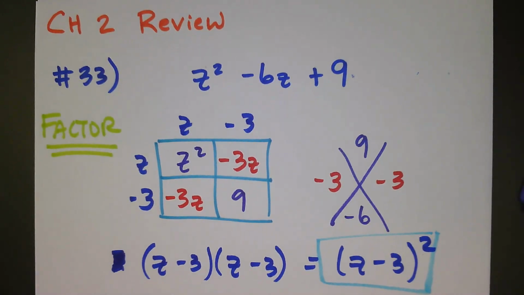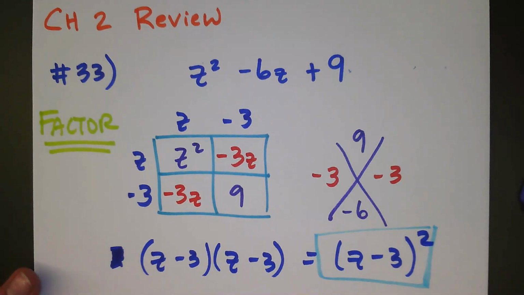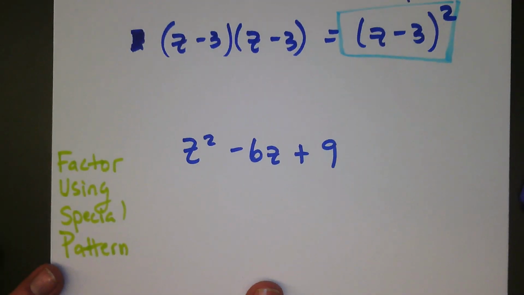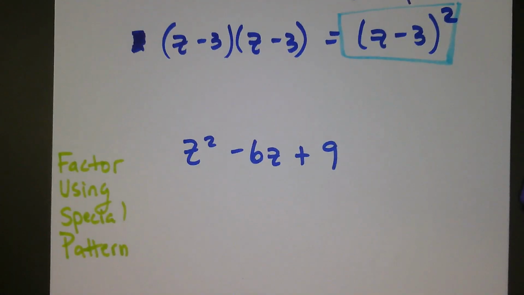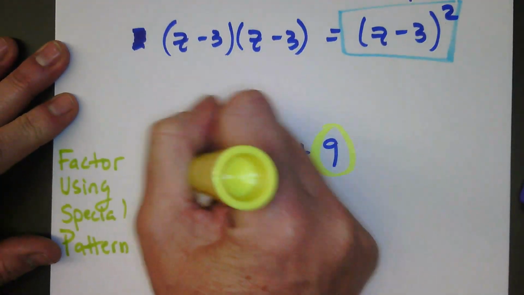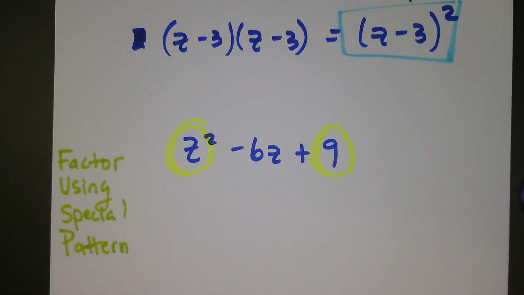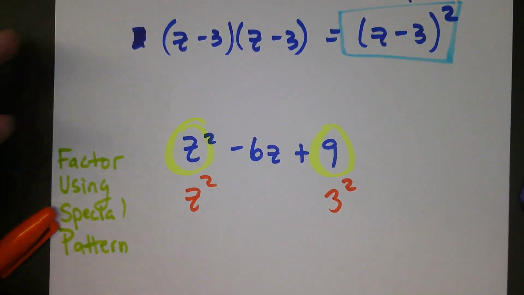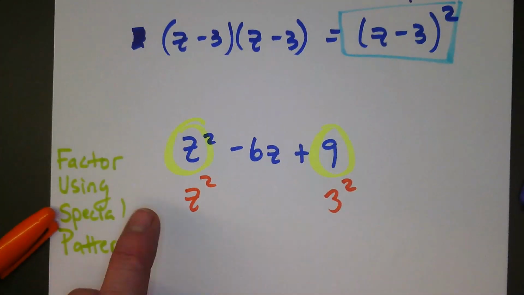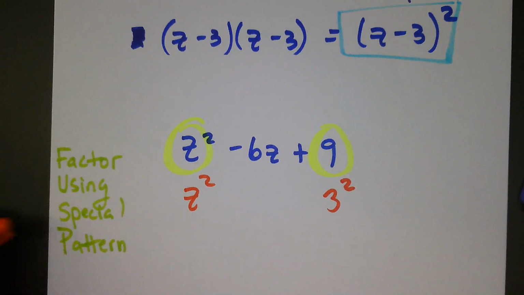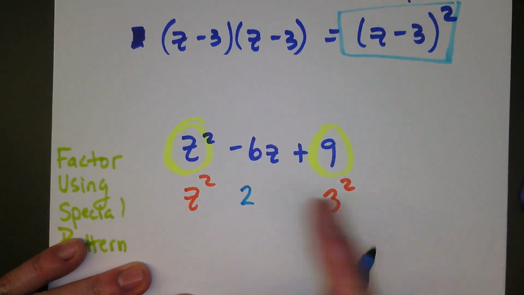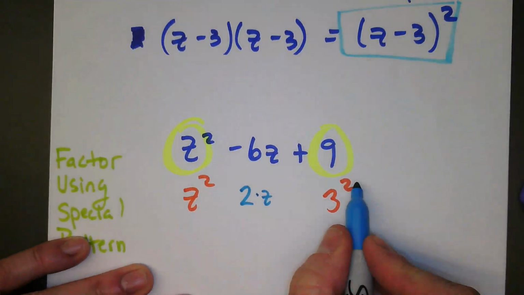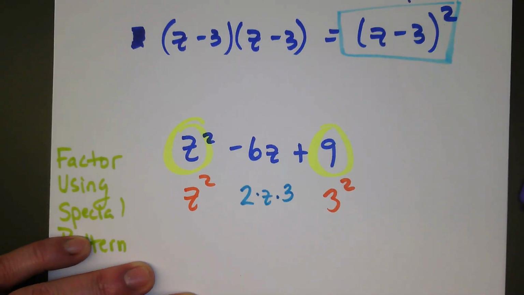Okay, now this is actually a special pattern. We can factor this using a special pattern if you recognize a couple things. Oh, I'll do it like this so we can actually see what the answer is. The fact that this number and this number are perfect squares is what allows us to use this special pattern. This is z squared and this is 3 squared. If you have a trinomial, a 3-piece polynomial, where the first and the last piece are perfect squares, and then the middle is double the first thing being squared, so 2 times z, times the second thing here being squared, which it is, 2 times 3 times z is 6z.